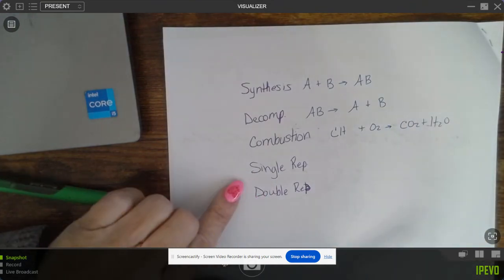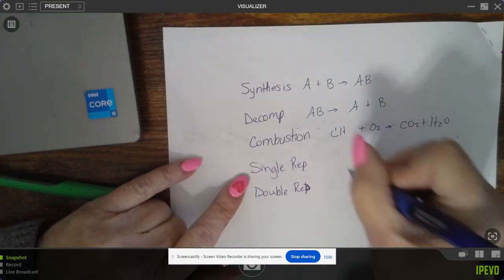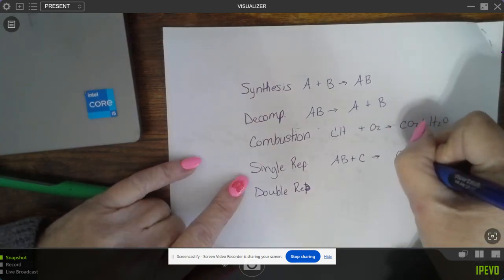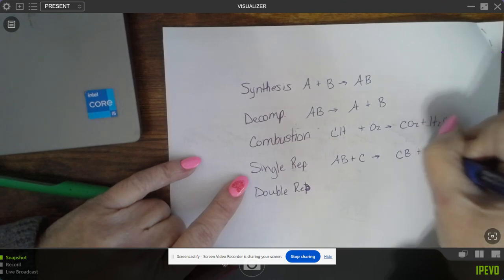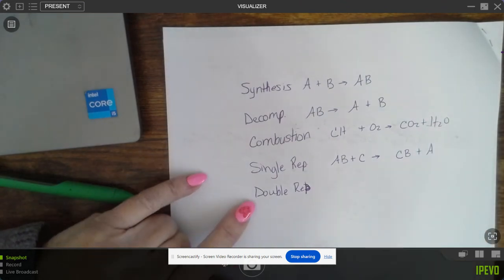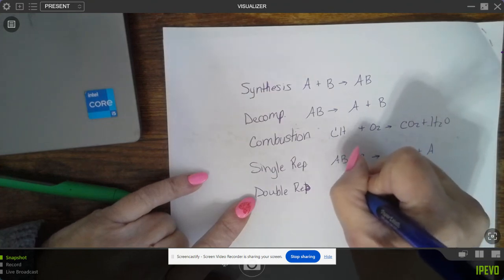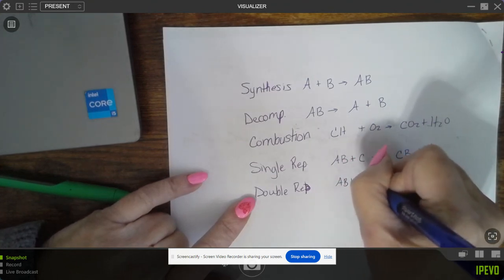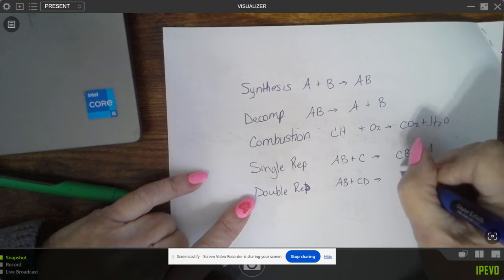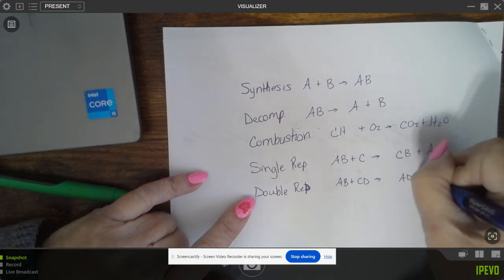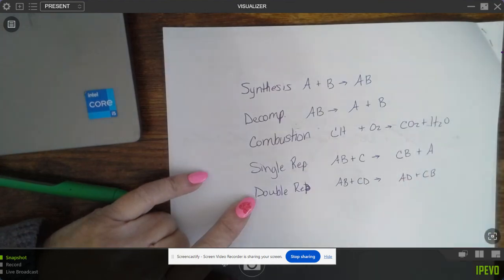Single replacement is when we have a compound plus an element, and we end up with a compound plus an element. One element replaces another. And then finally, in double replacement, we have 2 compounds to start with, and we have 2 compounds as products.